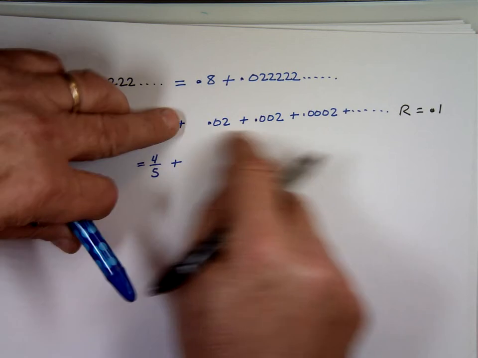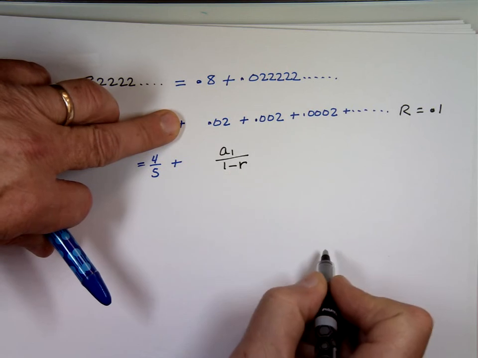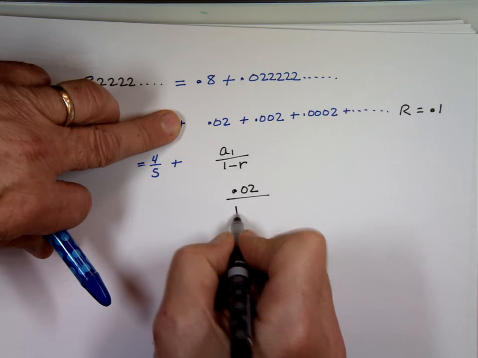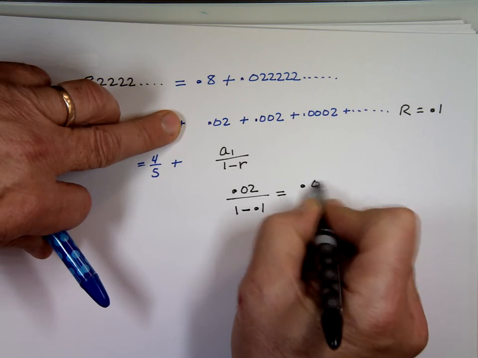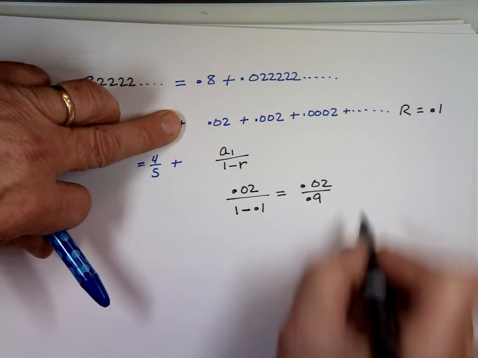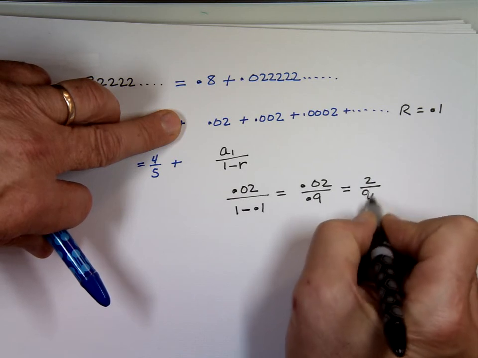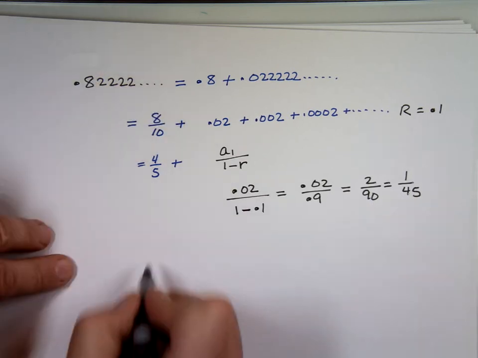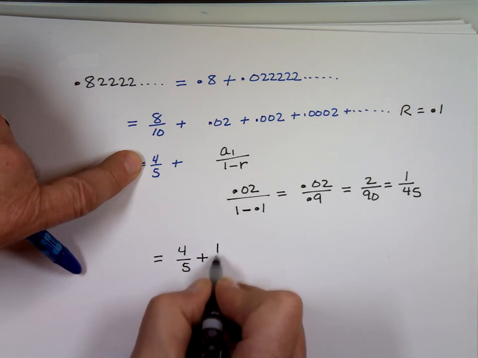So the sum here is going to be a1 over 1 minus r. a1 is 0.02 divided by 1 minus 0.1, so 0.02 over 0.9. You move the decimal point twice. That'll be 2 over 90, which is equal to 1 over 45. So the first part is 4 over 5. The second part is 1 over 45.